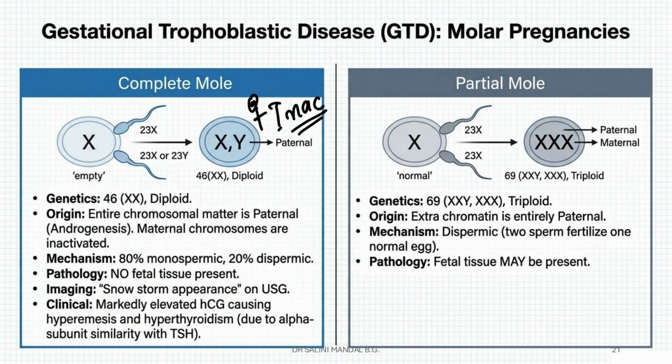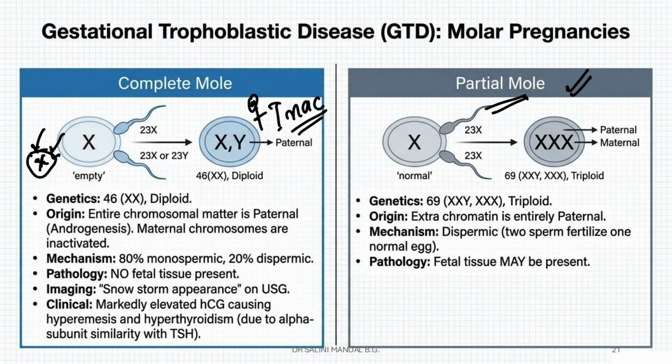But when we talk about partial mole, here one extra chromatin will be there. Mother's is also there, father's is also there, but one extra chromatin will be there which is of paternal origin. So here two sperms fertilize one ovum, that is partial mole. Two sperms are going to fertilize one ovum. Here the ovum is there, but the chromosomes of the mother are not working. So we have dispermy. So what is going to occur? One entire set will be of the father.